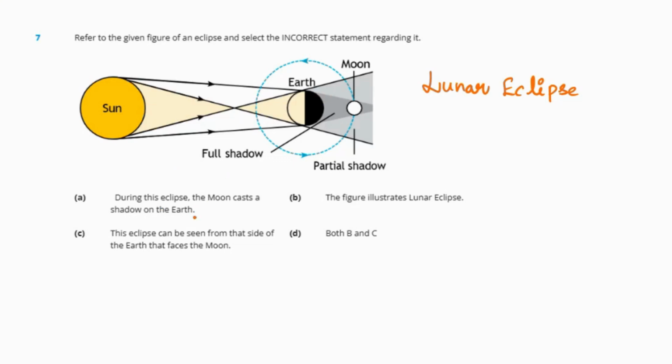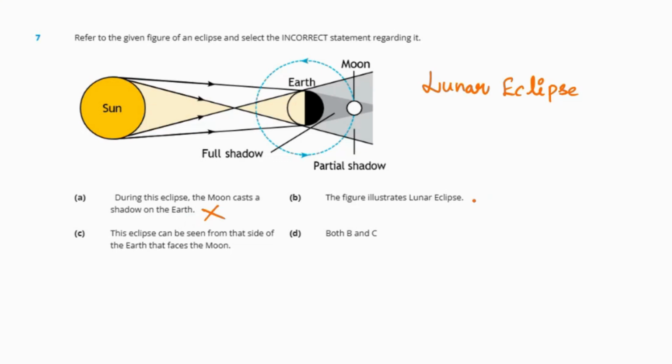So first one, during this eclipse, the Moon casts a shadow of the Earth. Is it true? No, that is wrong only, right? So during this eclipse, what is happening? The Earth casts a shadow on the moon. Yes, yes. So Earth casts a shadow on the moon, not the moon casting a shadow on the Earth. It's just reverse only. So first option is wrong only.